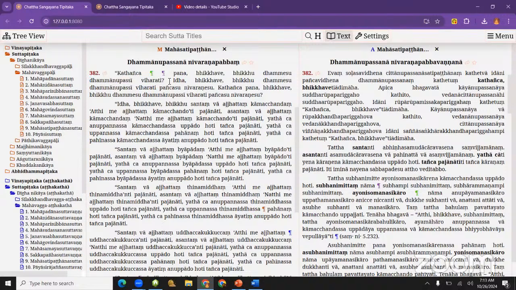Idha bhikkhave bhikkhu dhammesu dhammānupassī viharati pañcasu nīvaraṇesu. The Buddha said this because you need to abandon these five hindrances first, and then go on with your meditation. While practicing meditation, you want to abandon these five hindrances. So therefore, the Buddha started with the five hindrances section. In this asana, a monk abides contemplating Dhamma object as Dhamma object concerning the five hindrances, pañcasu nīvaraṇesu.